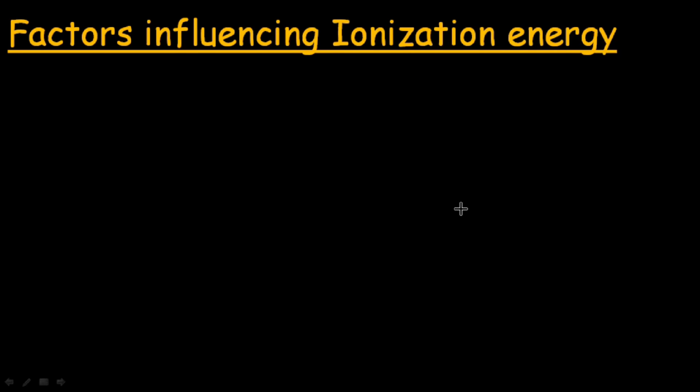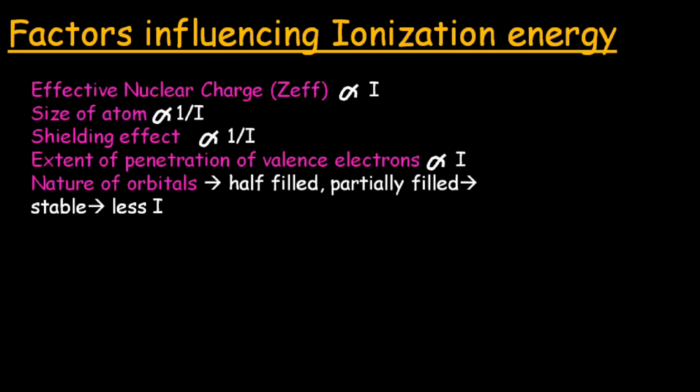Now let's talk about certain factors which can influence the ionization energy. First of all, the effective nuclear charge is directly related to the ionization energy. Greater the effective nuclear charge, greater will be the ionization energy required to remove the electron. When the effective nuclear charge increases, the hold of nucleus on the outermost shell increases and the ionization energy increases. We have to give a greater amount of energy to remove the electron.